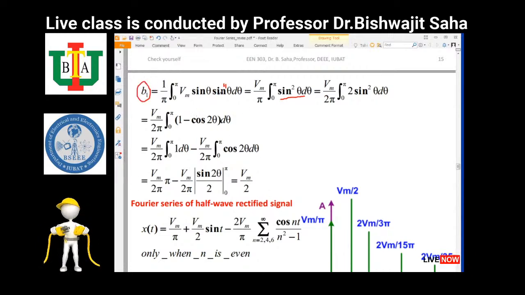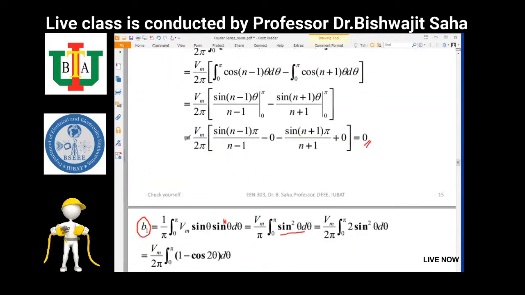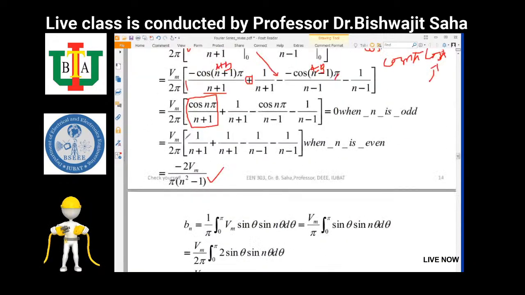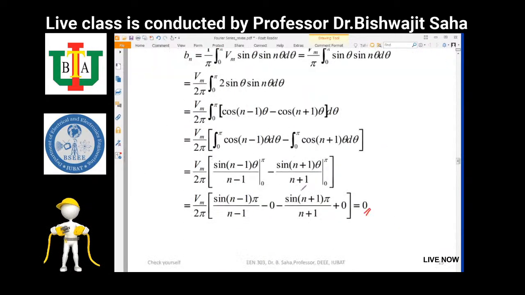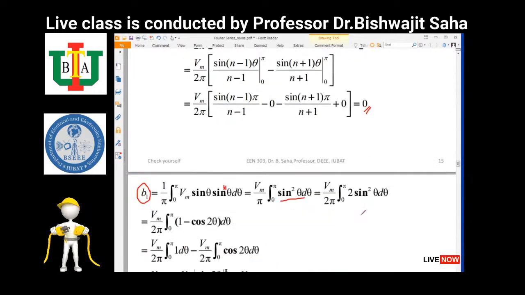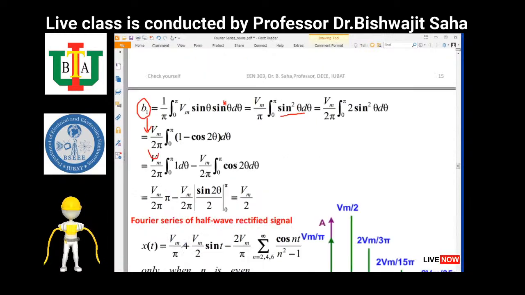Okay, here's the trick: why do we need to do B1 separately? Because we can find out from the An. Bn is 0, right? Total Bn is 0, but B1 is not 0. Interesting point here. B1 is not 0. If it were 0, then I'm very short. But unfortunately, B1 is not 0.